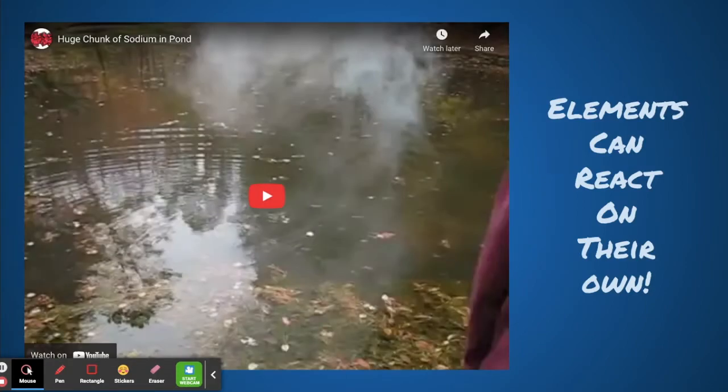Some of these elements are very reactive, and they can react on their own. So part of what we're going to be looking at is how these different elements react together to create new compounds, and then how those compounds are used within our body later on.